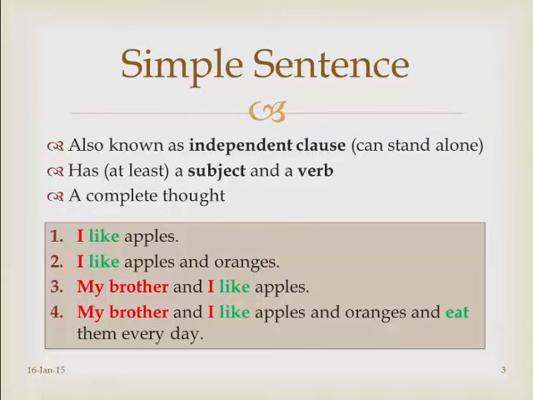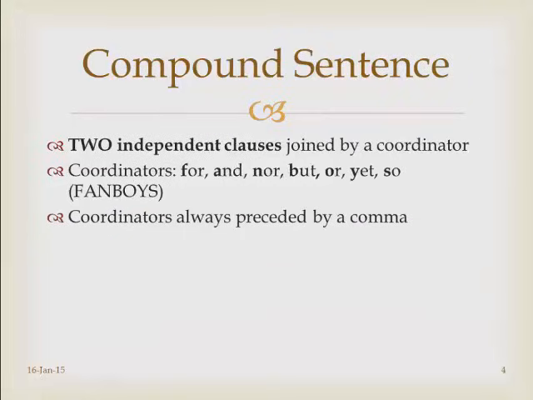Number 4, my brother and I like apples and oranges and eat them every day. The sentence has become really long now, but still, my brother and I act as the subject, like, and eat. More than one verb, but still, my brother and I like and eat them every day. It is still one independent clause that can stand by itself. It is a complete thought, and it makes sense by itself. One simple sentence. Okay?